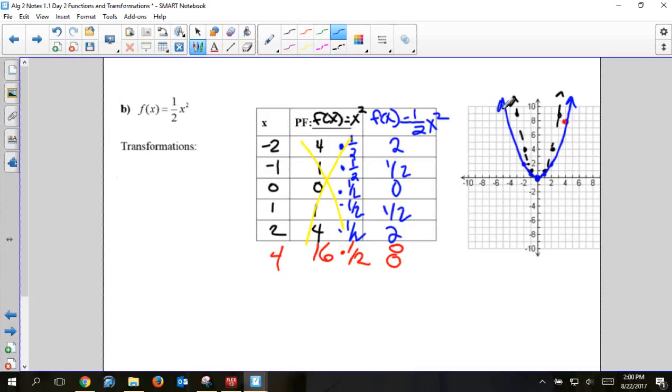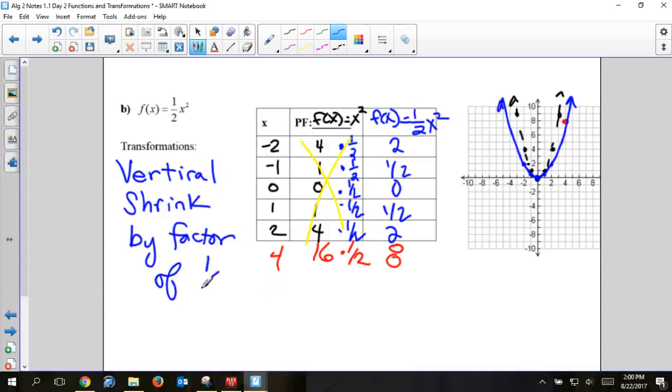David? Vertical shrink. Vertical shrink by factor of what? Half. Perfect. So you guys are going to write vertical shrink by factor of 1/2. Do we have to write all of that? Yes.